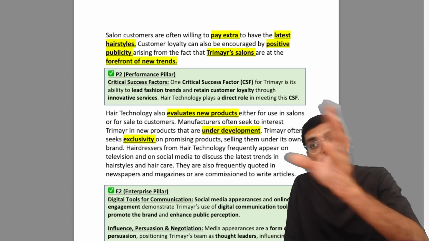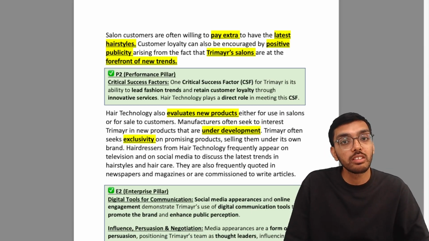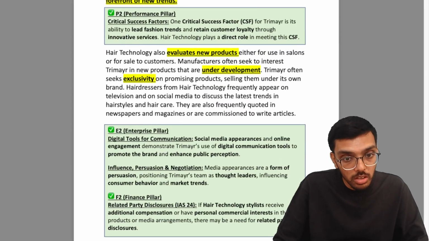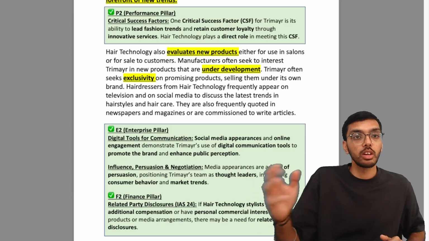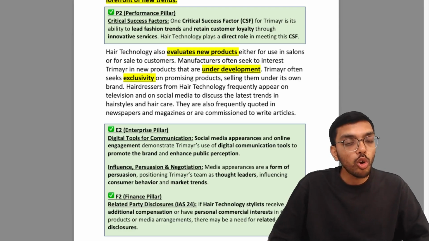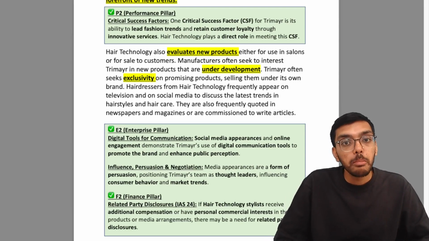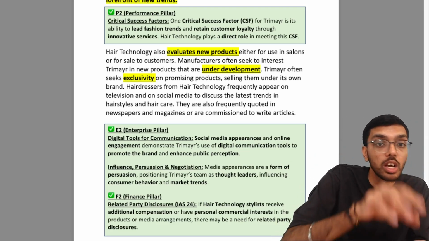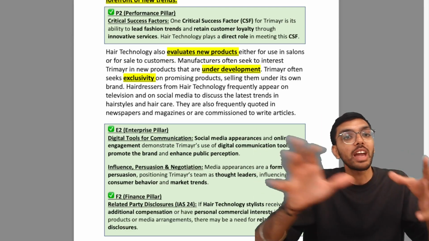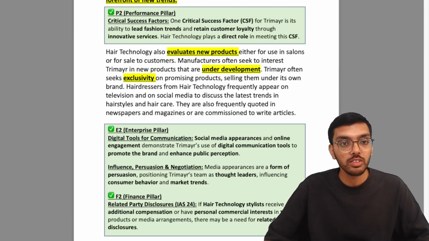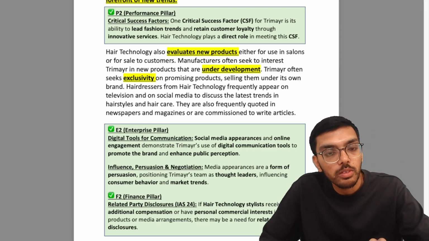So those 7 KPIs are important to manage the performance of a franchise, but internally this is a critical success factor for our business. You should note it, obviously. Next, hair technology also evaluates new products, either for use in the salon or for sale to customers. Manufacturers often seek to interest Trimayr in new products that are under development. So you have a relationship, a stakeholder is manufacturers of hair products as well. Trimayr often seeks exclusivity on promising products so that they are only available in Trimayr salons.